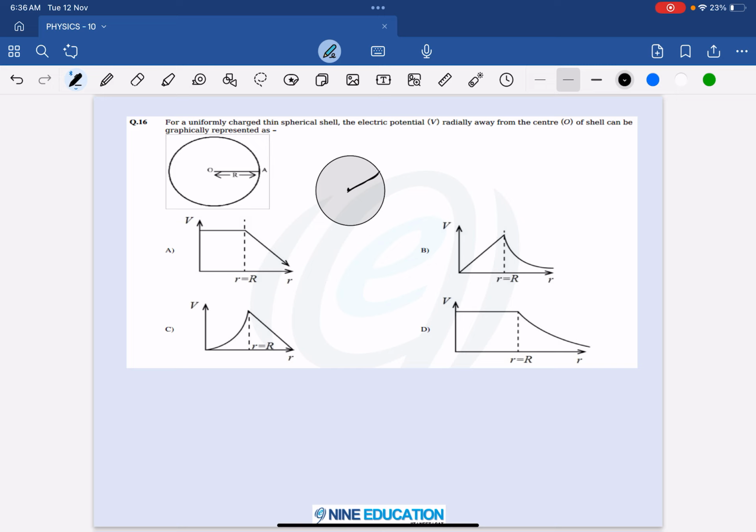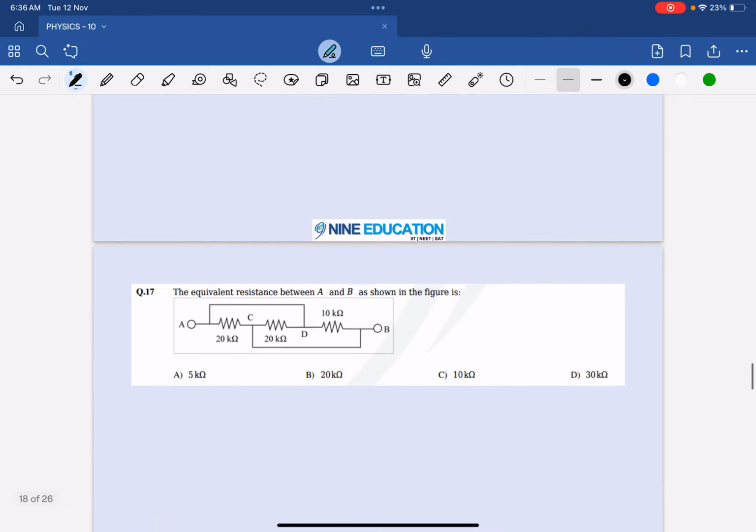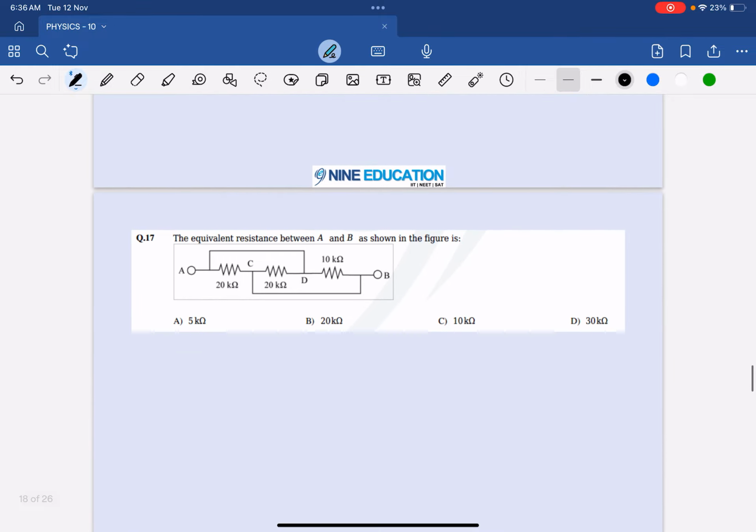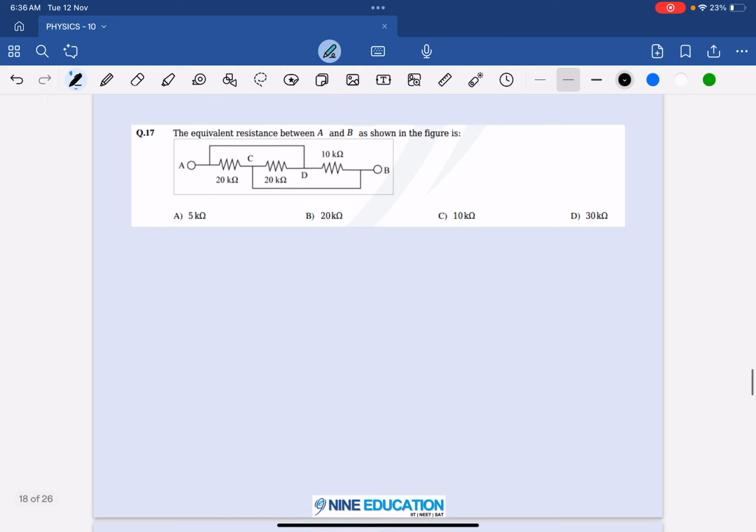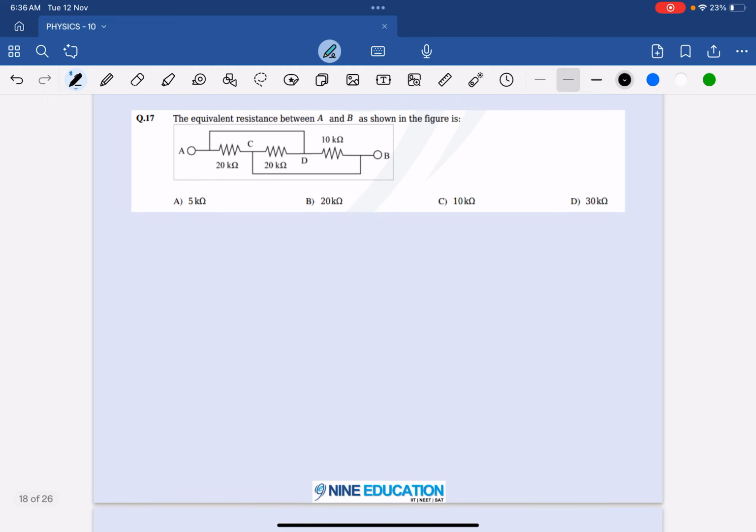So I can see, sir, there is one graph that is having potential constant inside, and this is another graph. But sir, outside it does not vary linearly. I know it is kq by r, so it is going to vary with respect to 1 by r. So my option D has to be correct. Very, very popular graphs. You shall work on the other graphs also, which are having conducting, non-conducting, solid conducting.